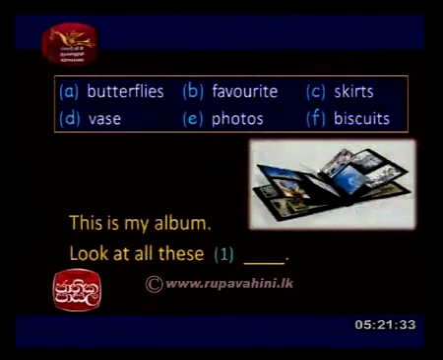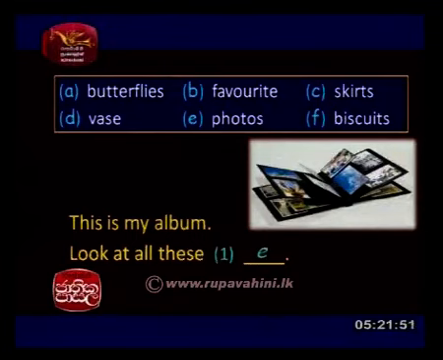This is my album. Look at all these blank. Now there are a lot of, what can you see there? In an album you can see photos. Then you know it should be E. Right. The next one.